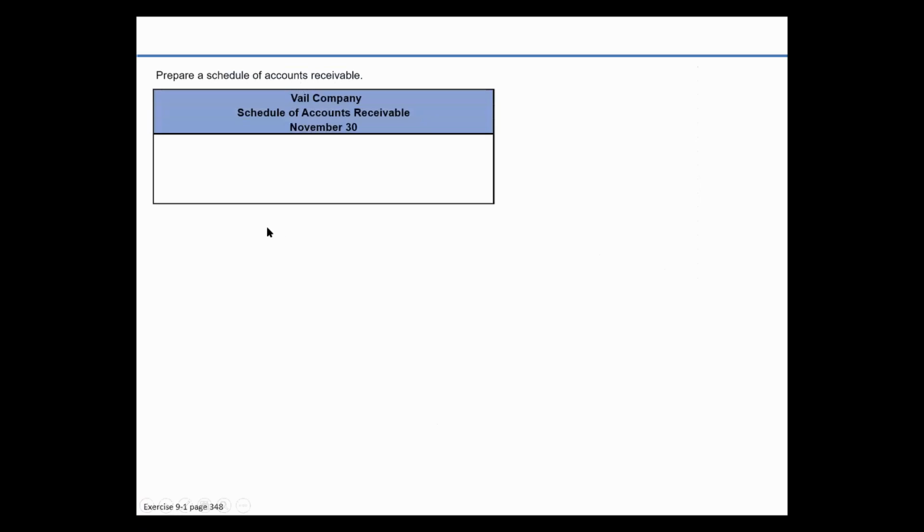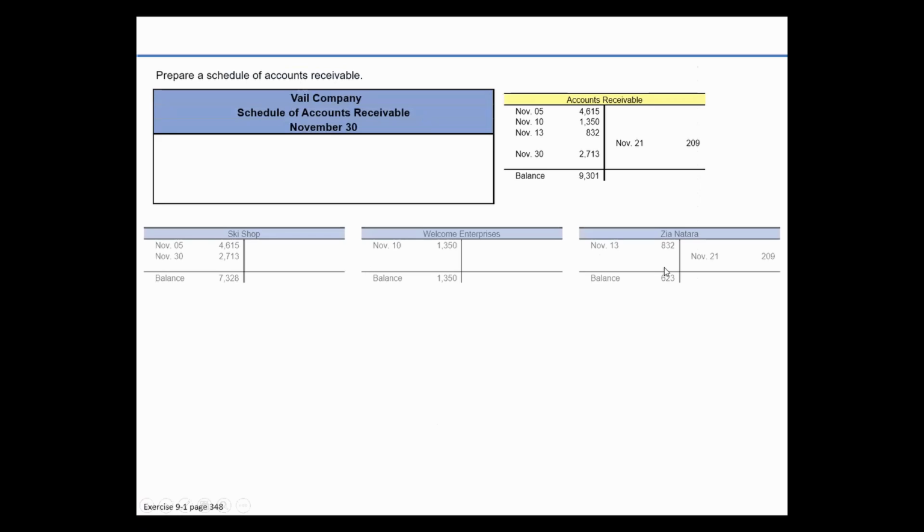And then we'll go ahead and prepare our schedule for accounts receivable. So again, if we look at each customer's account in the subsidiary ledger, we can just list them out. So Ski Shop, they owe $7,328. Welcome Enterprises, $1,350. Zia Natura for $623. We can add them up, equals $9,301. We see here that matches the balance in our accounts receivable, $9,301.